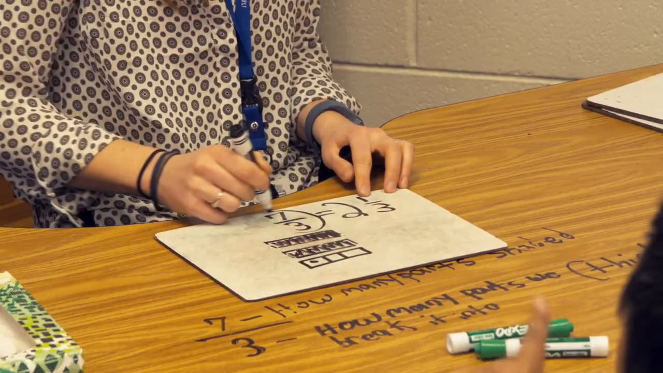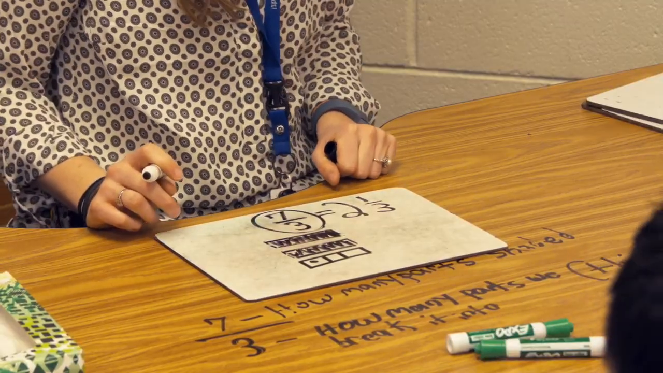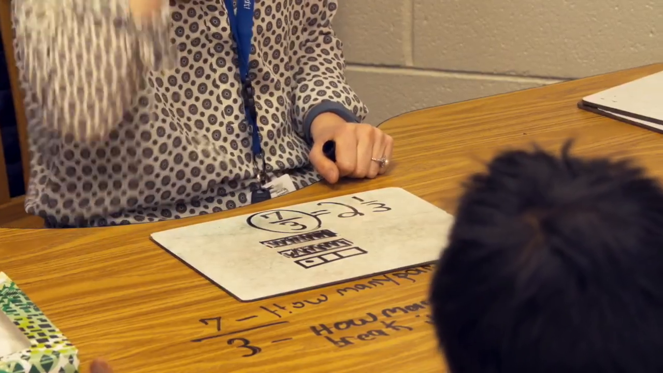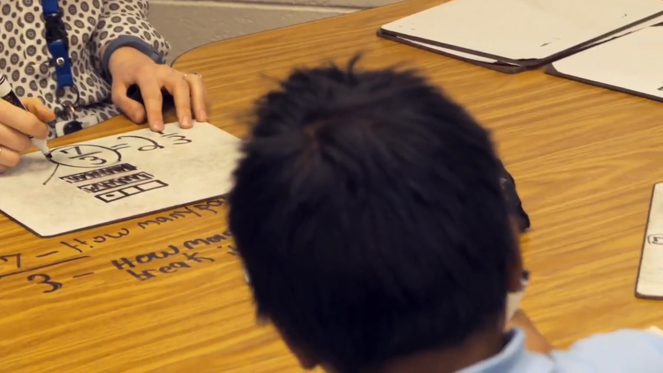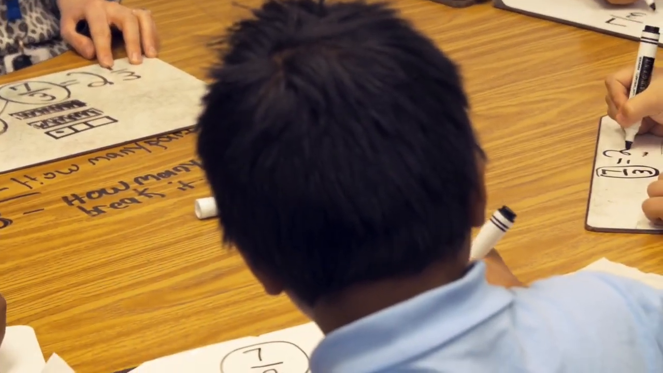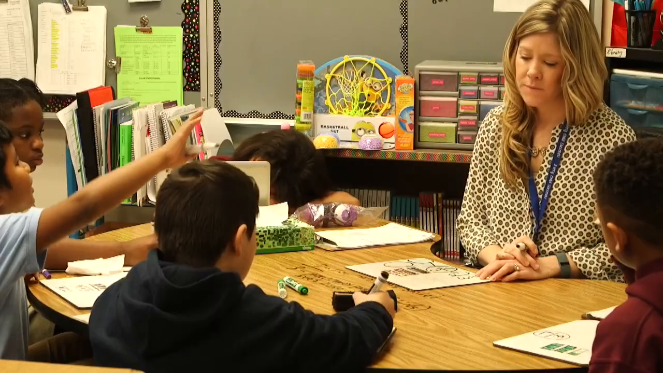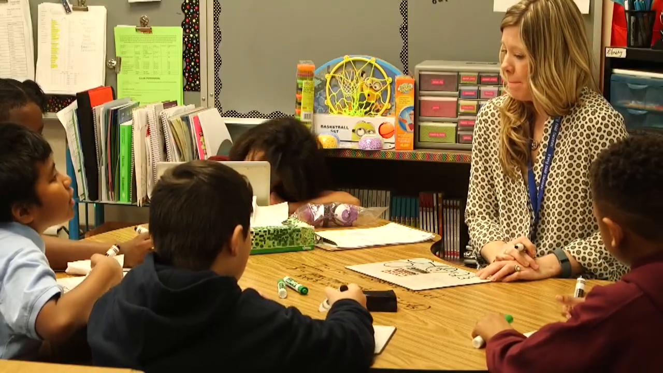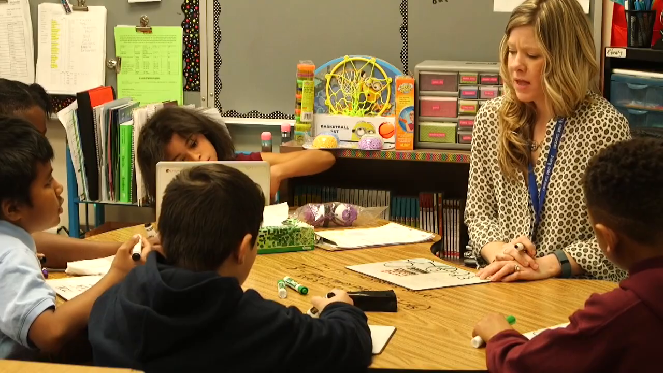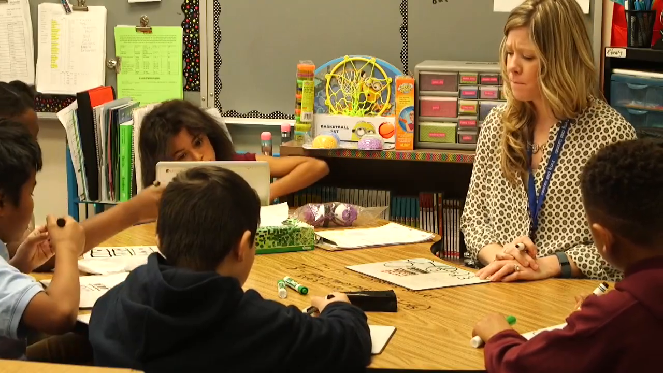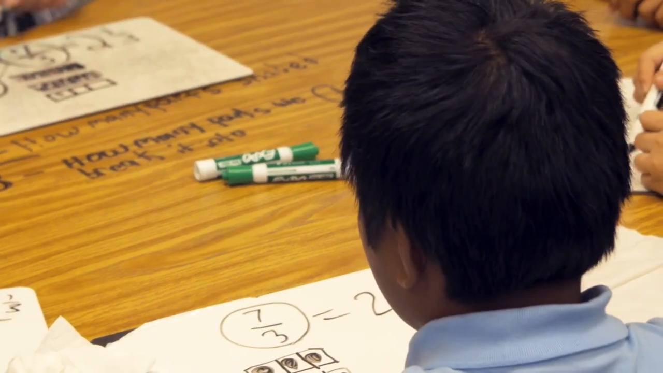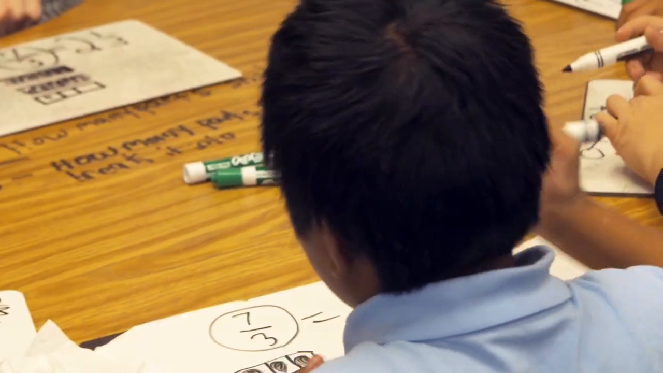Okay, before we leave, everyone circle 7/3. All right, if I were to make a number bond, can we check it? Not yet. Okay, we're going to create a number bond to build 7/3.